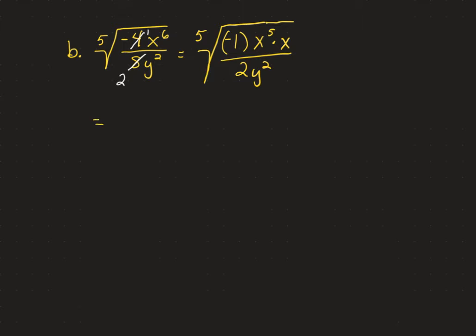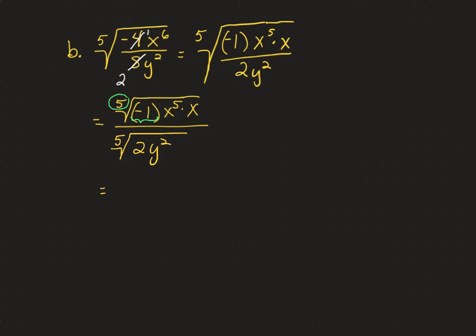Okay, and now I'm going to break those into two separate radicals. One in the numerator, my negative 1, x to the fifth times x, over the fifth root of 2y squared. Now looking at my numerator, I have a negative 1, and I'm taking an odd root of that negative 1. Any odd root of negative 1 is equal to negative 1, or just a negative. And then I have my x to the fifth root of that. I can bring out as x. Fifth root of x to the fifth is x.